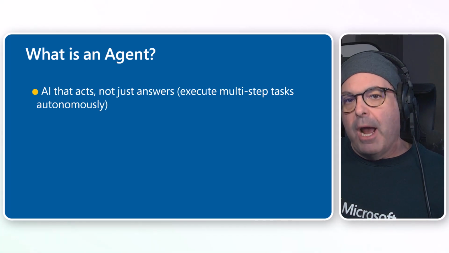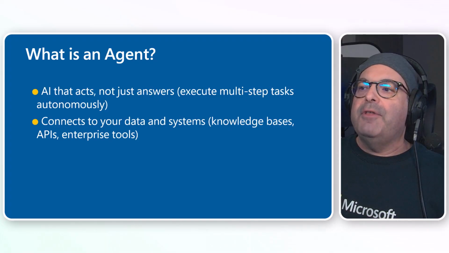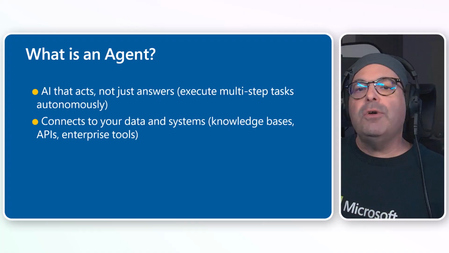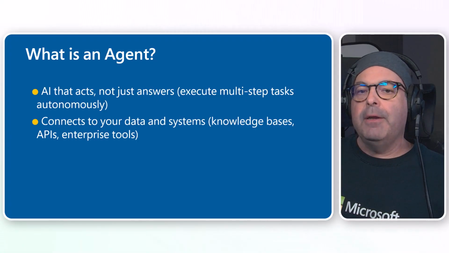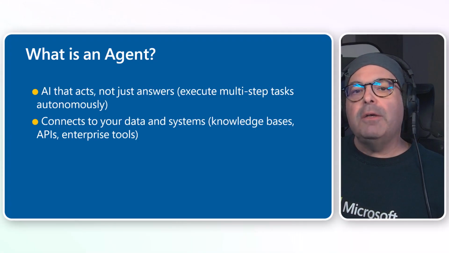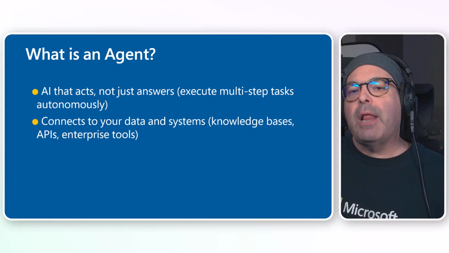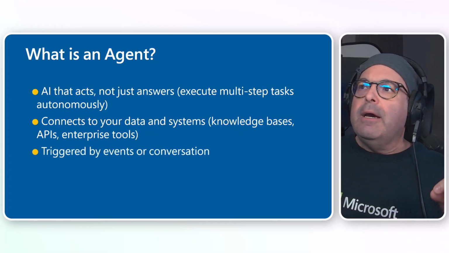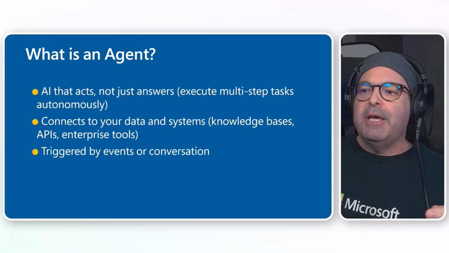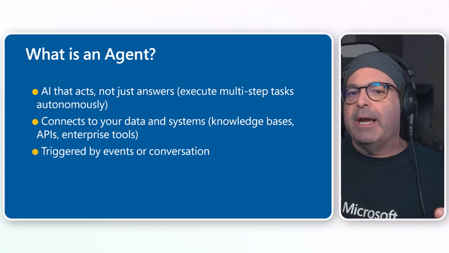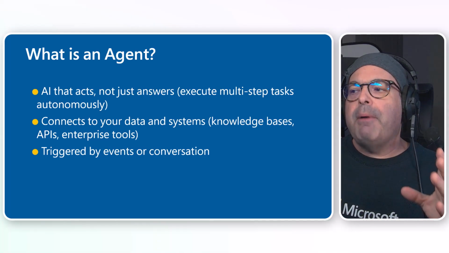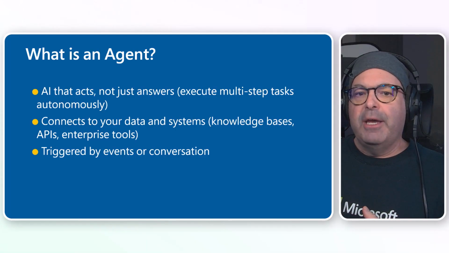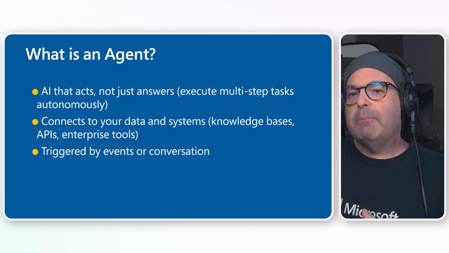Think of it as a background process, okay? Another hallmark of the agent is that it connects to your data and systems like knowledge bases, APIs, enterprise tools. This is where Model Context Protocol can fit in. But you know that in M365, we also have that vast proprietary connector library that we use with Power Automate, Logic Apps, and so forth. Another thing that's important about agents is that in addition to interactive chat activity with users, they can be triggered by events or conversation. So they're much more flexible than chatbots of yore, is what I'm trying to say.